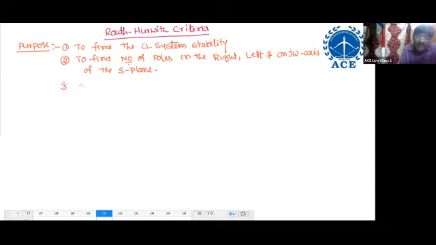Third, the main objective of the RH criteria is to find the number of poles in the right-hand side. Next, to find the range of K value for system stability, that is, closed loop system stability.